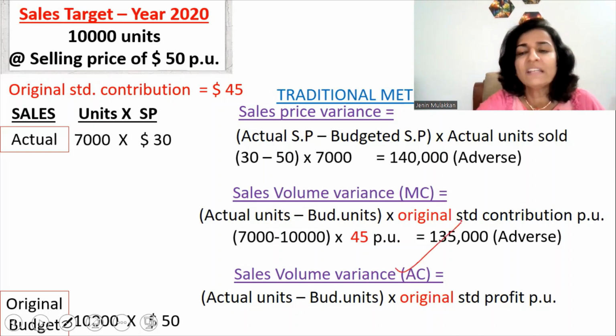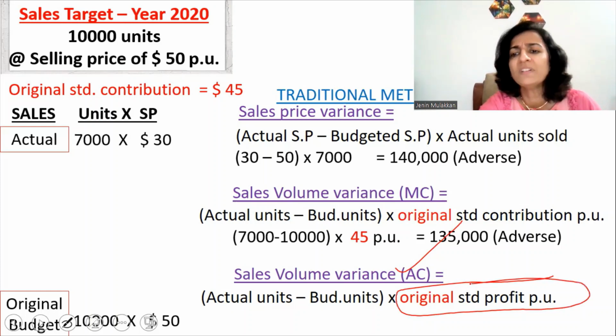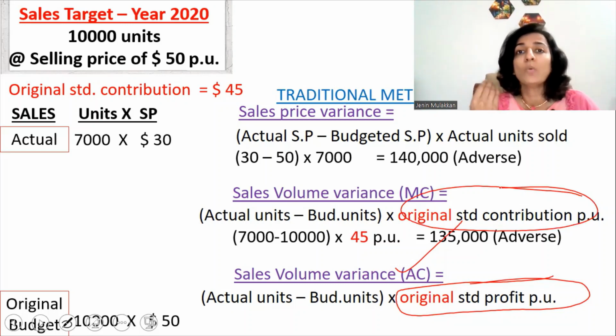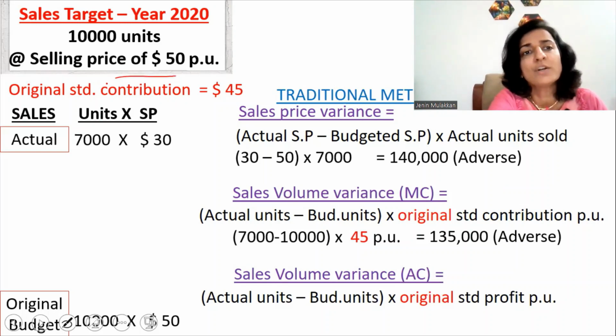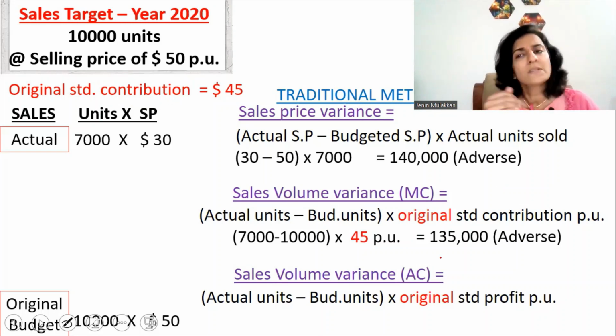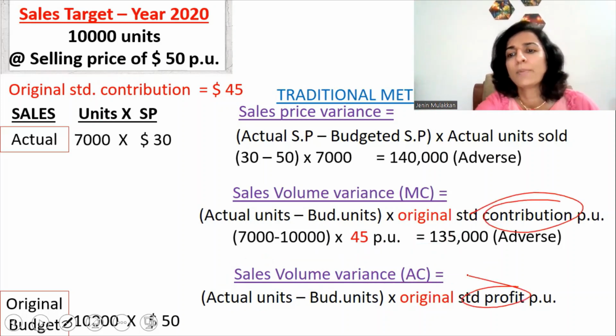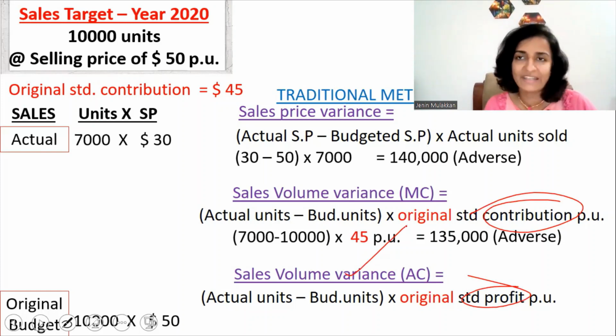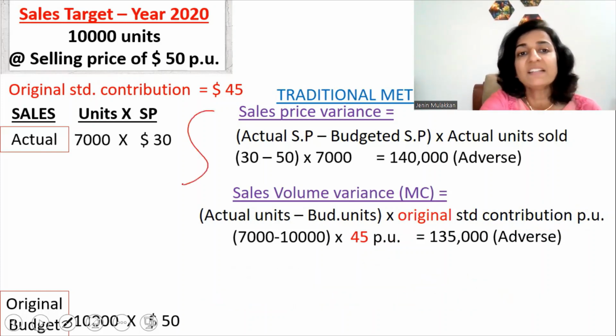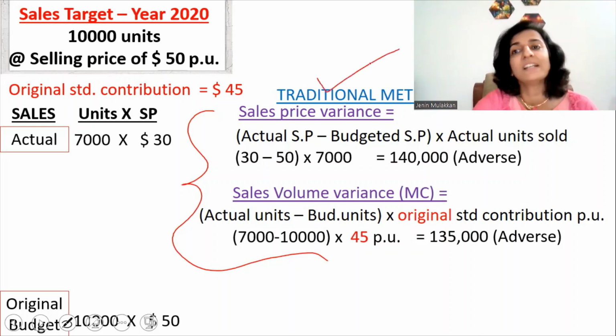Now, the sales volume variance according to absorption costing, the only difference is that we have to substitute it with the original standard profit as against the original standard contribution when we did the marginal costing system. That's the only simple difference. And in the question, instead of the contribution, it will be the profit that will be given. So in today's class, I will not be calculating the sales volume variance according to absorption costing system, because you can easily do that on your own. That is, instead of contribution, just take profit for sales volume variance. So what we have just done is the sales variances according to the traditional method.